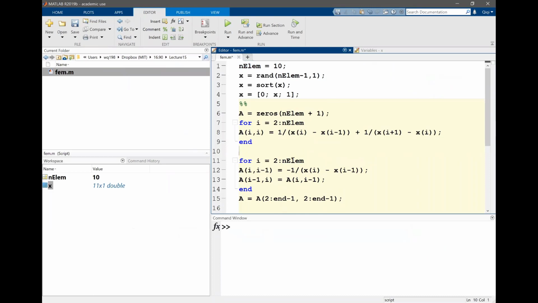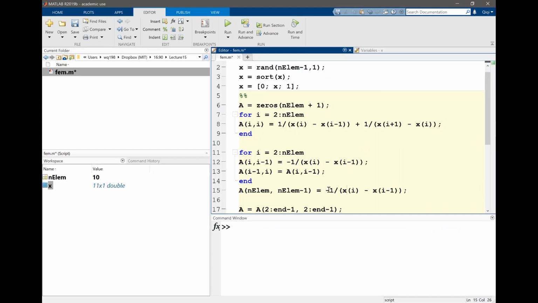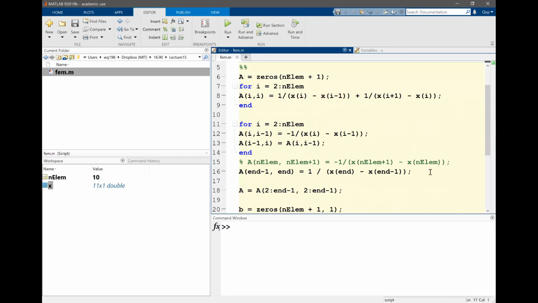So I don't need to modify my diagonal terms, and on the off-diagonal terms, I need to add one more. So A of n elem, that's the row, and n elem minus 1, that's the last column, would be equal to, I'm just going to copy this. Here my i is going to be n element plus 1, and i minus 1 is n element. Or maybe another way to say it is A of n minus 1, n is equal to 1 divided by x n minus x n minus 1. Maybe this is a little more clear. So let me comment out this one. Now we also have the last column.